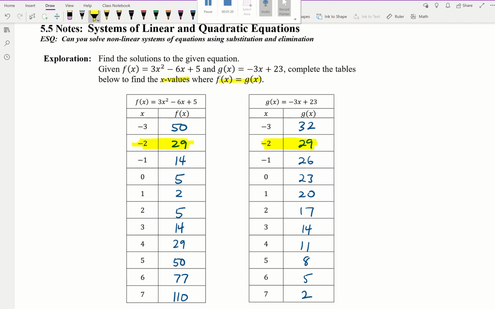The next time that happens is here and here. When x is 3, both of these functions have a value of 14. So based on the table, the x coordinates would be -2 and 3, and that is true for both functions.